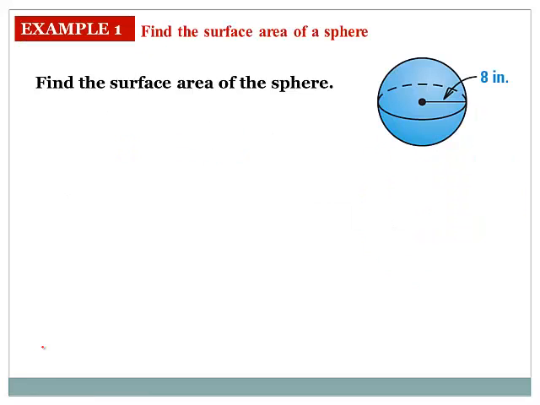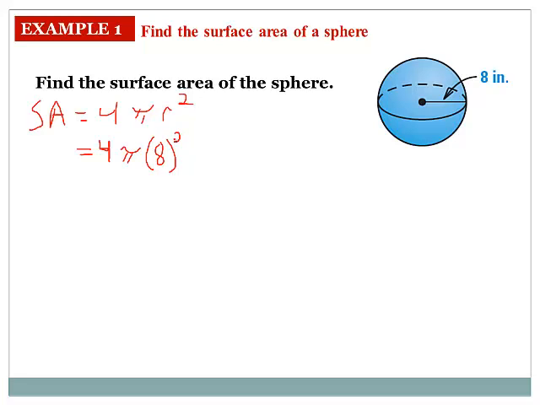Okay, so let's do an example. This first example says find the surface area of the sphere. So remember, surface area of a sphere is equal to 4 pi r squared. So 4 pi r squared, that's what the surface area of our sphere is. So when we look at this, let's plug in what we know. So we have our 4. We know pi. And they give us the radius. They tell us it is 8.